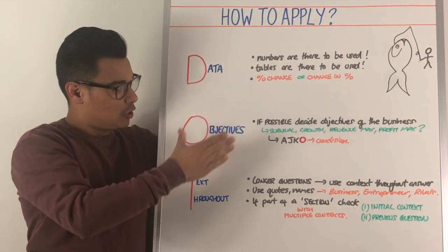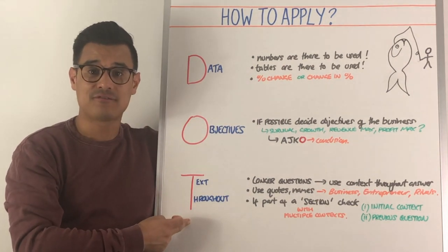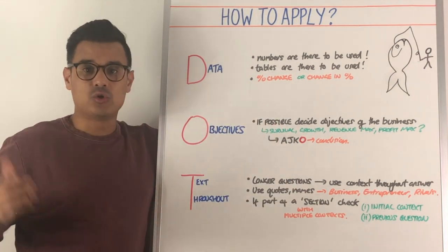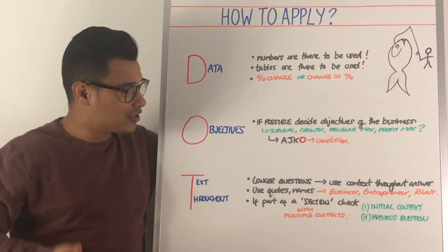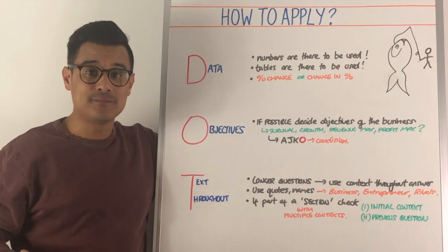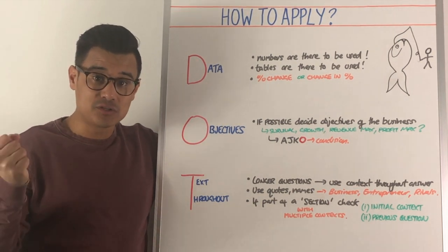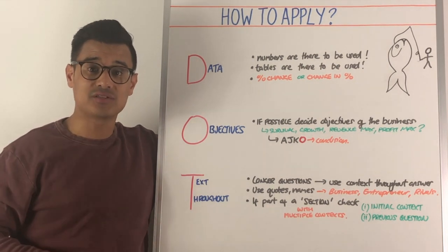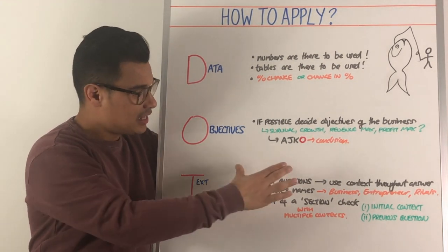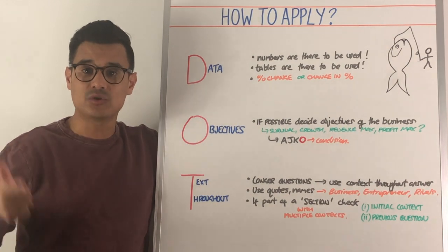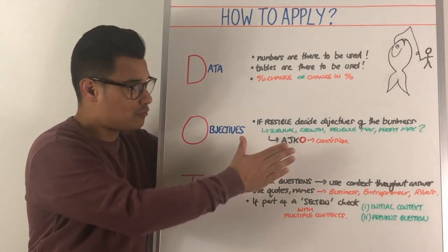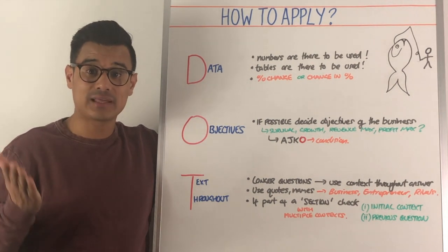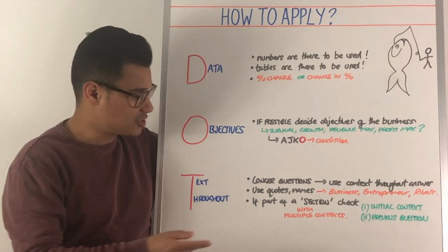Now we've had data, objectives, but the final one is text and throughout. Because in these case studies, the longer questions, we're talking your 9 markers or your 12 markers, you've got to be using the context. And you've got to be putting that context into each part of your longer answer. So you want to put some text in your first Maliba, in your second Maliba, in your AJKO, as we said here. So you need to have application, text, from the case study throughout your answer.